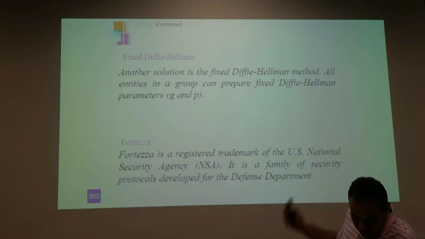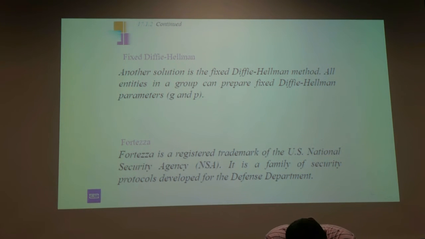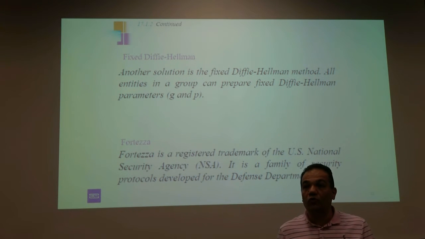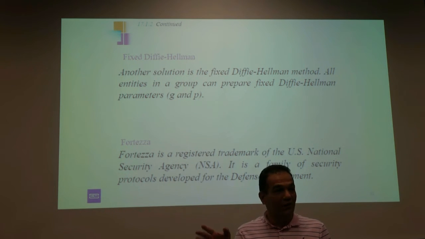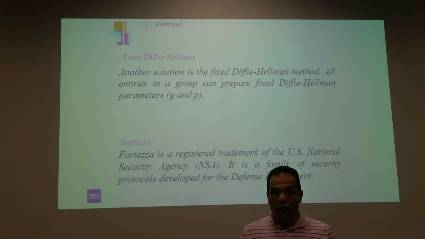And then the fixed Diffie-Hellman, which is another solution. The entities in the group can prepare fixed Diffie-Hellman parameters G and B. Each entity can create a fixed Diffie-Hellman, G of X or whatever. But here to exchange we use a third party, which is the CA. CA stands for Certificate Authority.